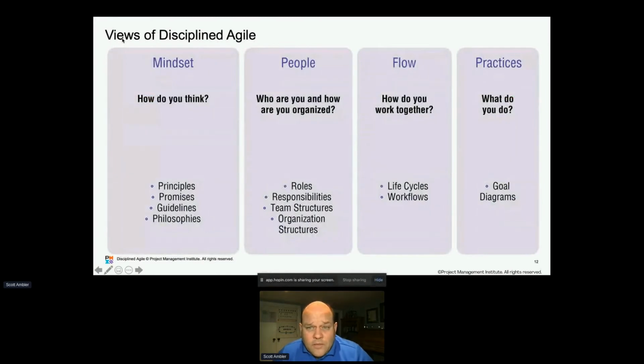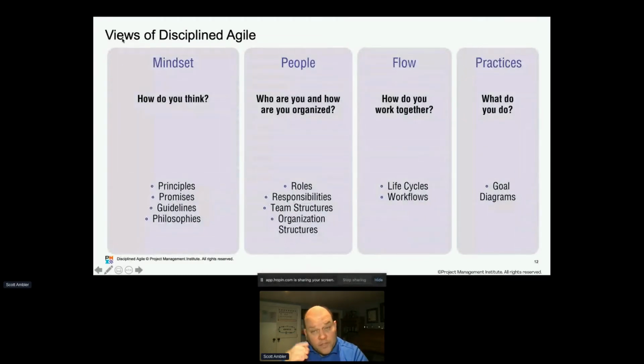The Disciplined Agile toolkit is architected. We saw 4 layers earlier on, a few slides ago, but there's also 4 views or 4 aspects. So what is the mindset? How do you think? The people view, how are we organized? What are the roles and responsibilities and team structures? Flow, what are the life cycles and workflows? So how do we work together? And the practices. So, what do we do? What are the techniques that we would follow?